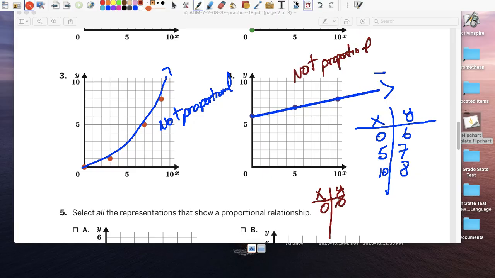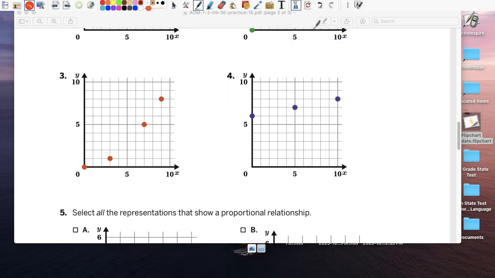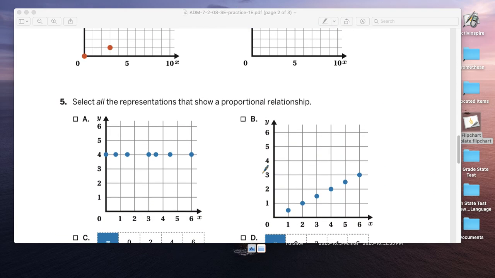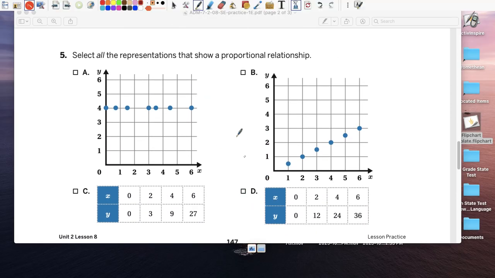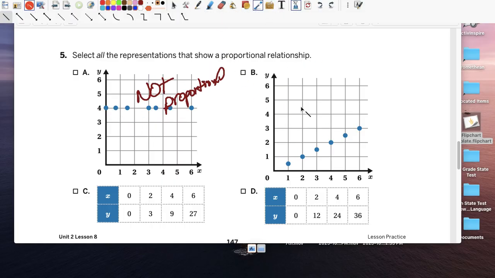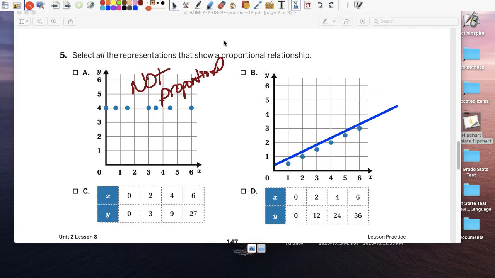Okay, so it's just a different view, right? You were working from the perspective of the table, and now it's from the perspective of a graph. Select all representations that show a proportional relationship. This is definitely not proportional. It's a straight line, but does it go through 0? No, it doesn't. This one looks like it does. It definitely goes through 0, 0. Straight line, yeah.